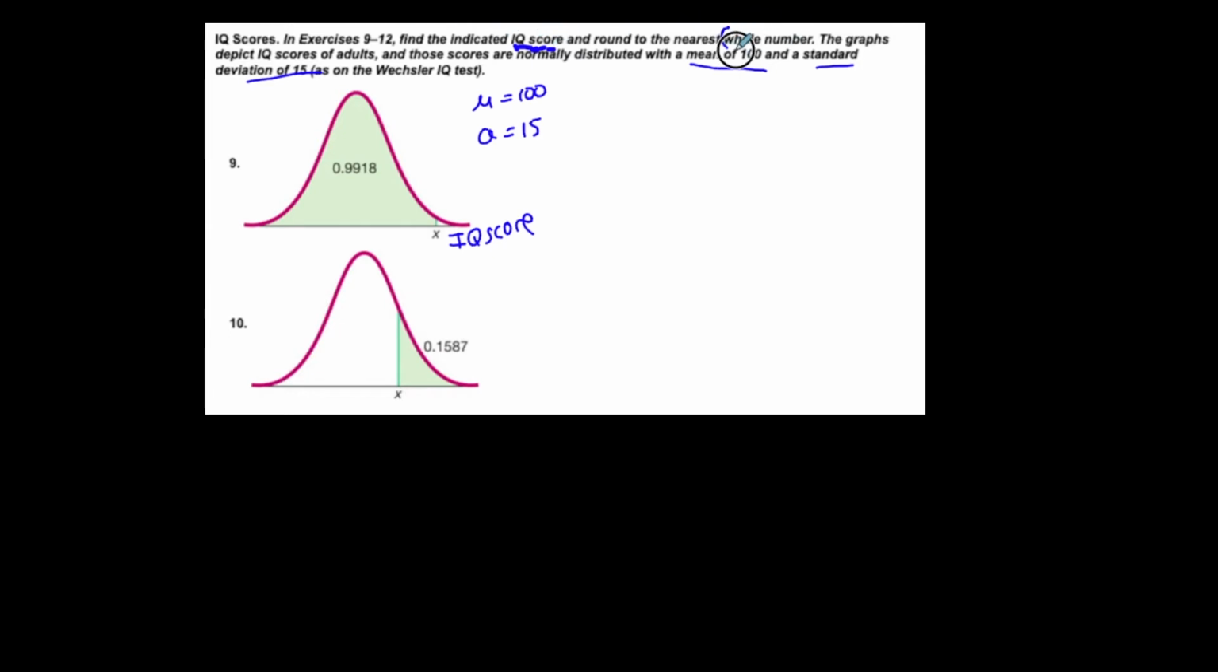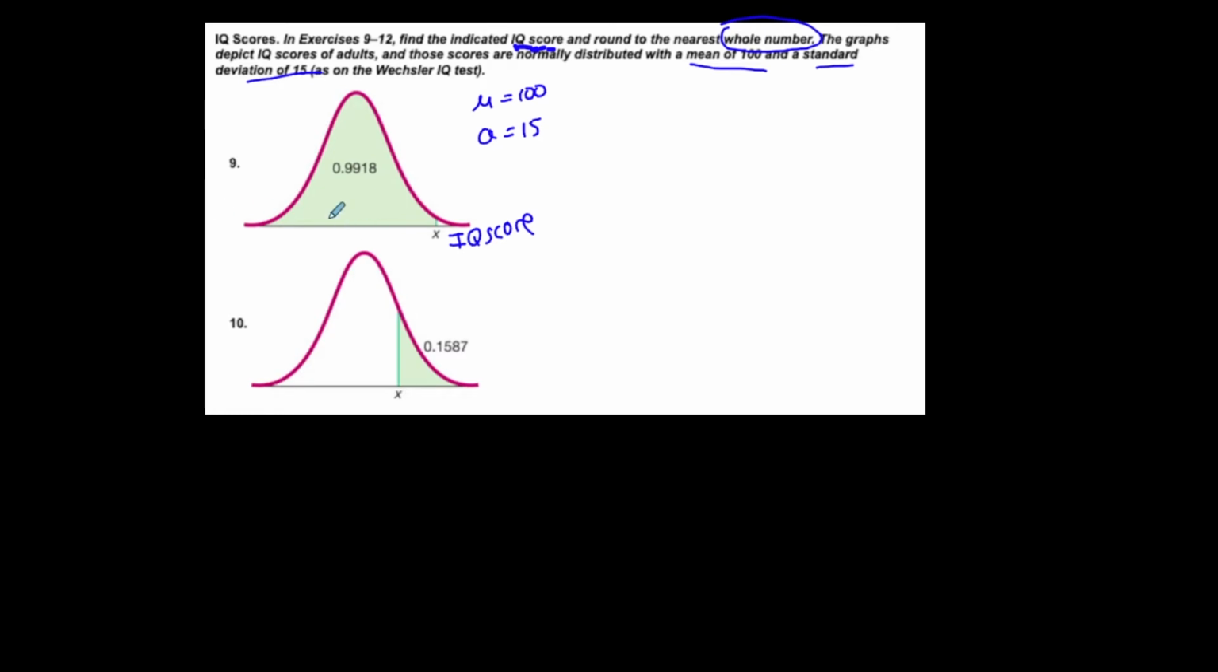So they're telling me how to round. They're giving me the picture. I don't always have a picture, but that's okay. We can draw that. They're not very difficult to draw. What this is saying is, what IQ score has 99.18% of the other IQ scores below it? Or what is this value here that has 0.9918 as the area to the left of it?